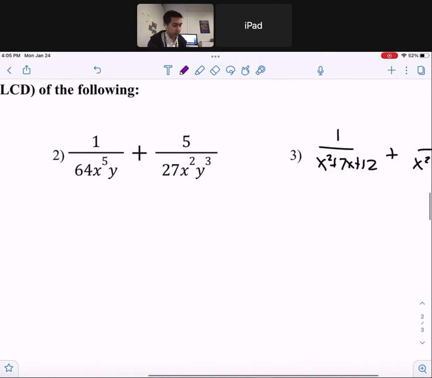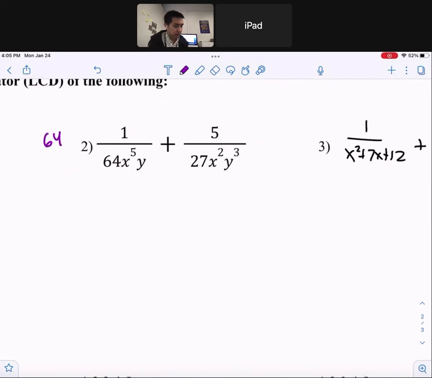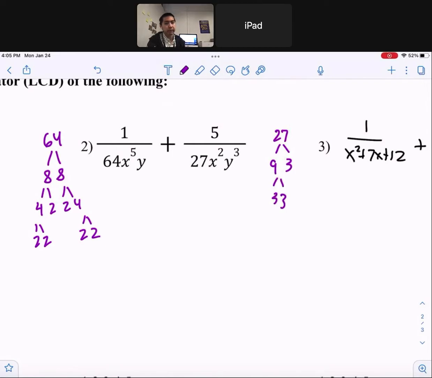Number 2. Okay, so we have to break the 64 down. Do a prime factorization tree, and do the same thing for 27. Now notice for the 64, there are 6 2's. So this is going to be 2 to the 6, x to the 5th times y. This one is going to be 3 to the 3rd times x squared times y to the 3rd.